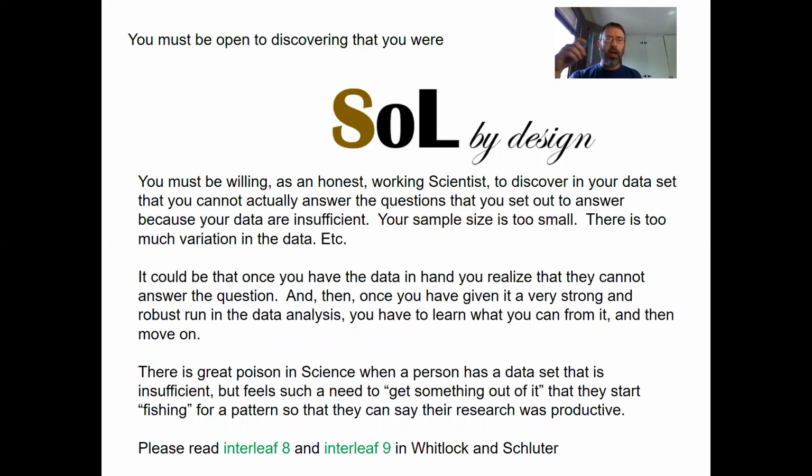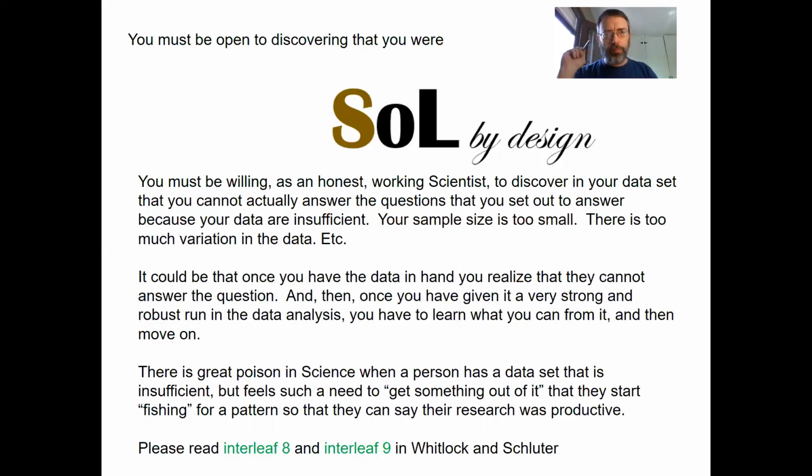So you must be willing and honest as a working scientist to discover that your data set cannot actually answer the questions that you set out to answer because the data are insufficient. Your sample size is too small. There's too much variation in the data set. It could be that once you have the data in hand, you realize that you cannot answer the question. And then once you have given it a very strong and robust run at data analysis, you have to learn from it what you can and move on.